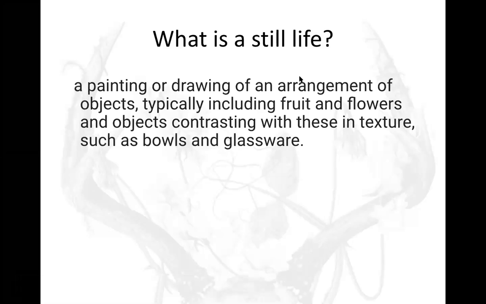And so a still life is typically a painting or drawing that includes an arrangement of objects. And those objects can range in a number of things. They're typically inanimate objects. They don't move, right? So that makes them still. And so there are things like fruit and flowers, different objects like glass and bowls.